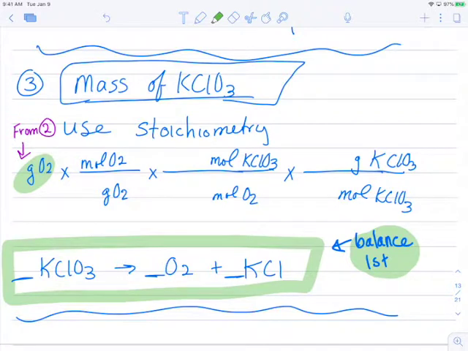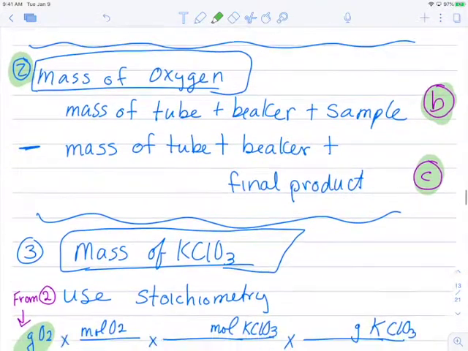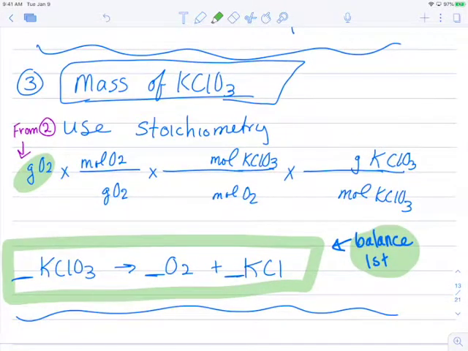All right, so any questions on how you're going to do that stoichiometry in number 3, where you're going from the grams of oxygen that you found above into grams of KClO3? It's your standard gram to gram conversion, but you need to balance that equation that I gave you.